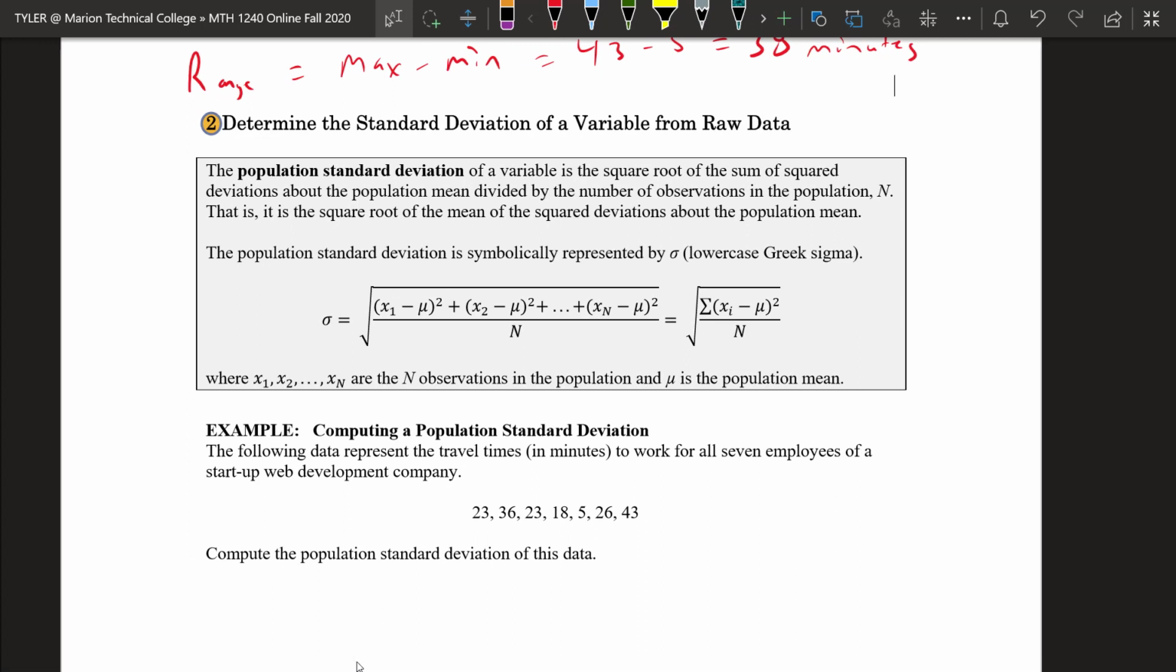All right, so then number 2 is we want to determine the standard deviation of a variable from raw data, right? So we're going to look at population standard deviation and also sample standard deviation. So unlike sample mean and population mean, those equations were pretty identical, right?